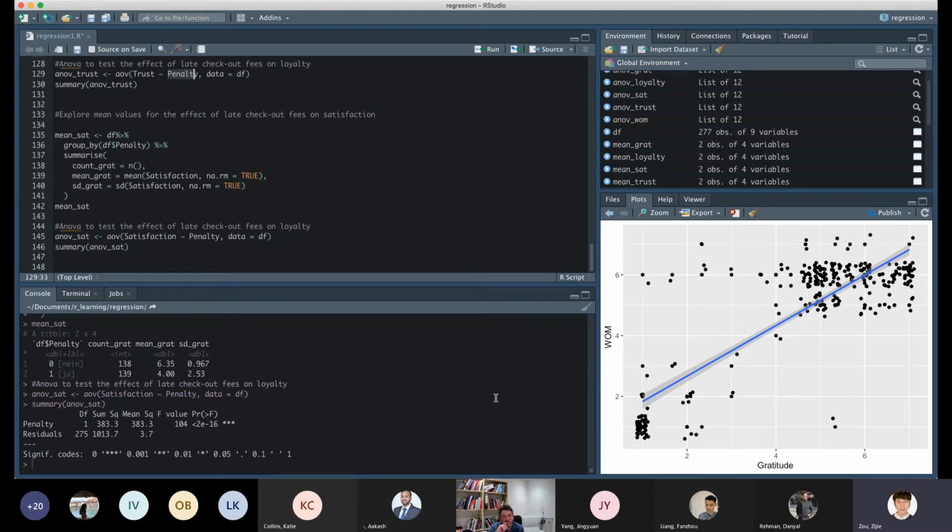The question is why we don't set the penalty as the dependent variable, and set the loyalty, the trust, the satisfaction, and the gratitude as the independent variables, and use this to apply into the regression.